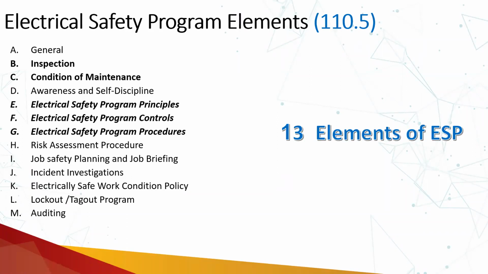So we have seen the elements of the electrical safety program, what it contains. There are 13 elements which need to be in your electrical safety program in order to meet the minimum compliance requirements of NFPA 70E. Any questions or any clarification required up till now on this one?